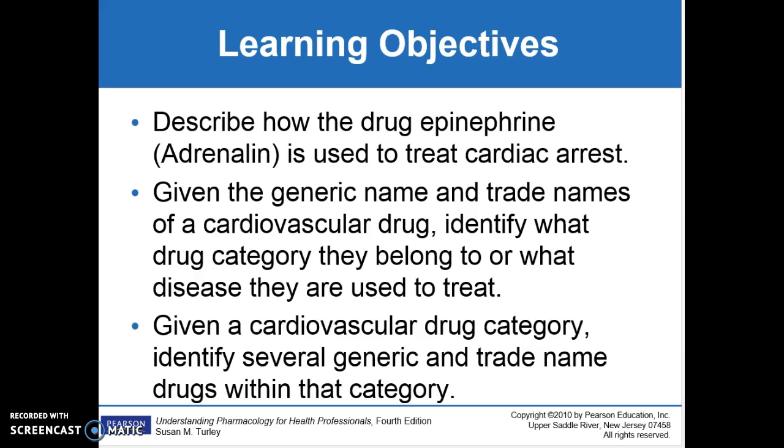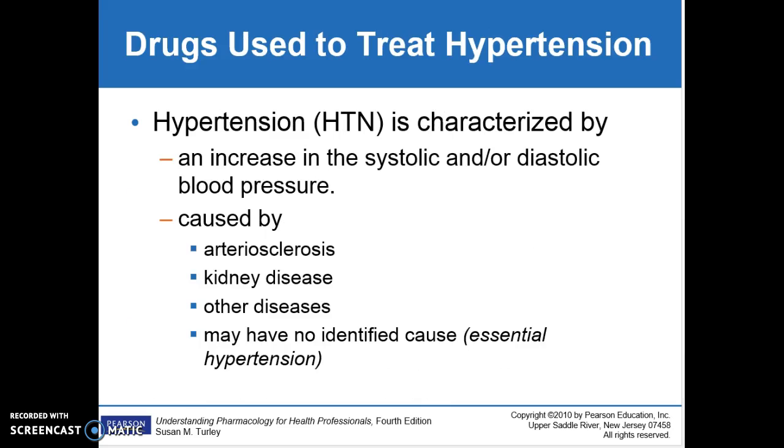So the first thing we're going to look at is hypertension. Hypertension is when we have an increase in either the systolic or the diastolic blood pressure. So when we think of hypertension, what we're thinking of is high blood pressure. And so that high blood pressure can be characterized by both the bottom number, the top number, or both. And there's a lot of causes for high blood pressure. Some of them are listed here. And so once we identify that somebody has high blood pressure, then we're going to look at some of those different drugs to treat them.